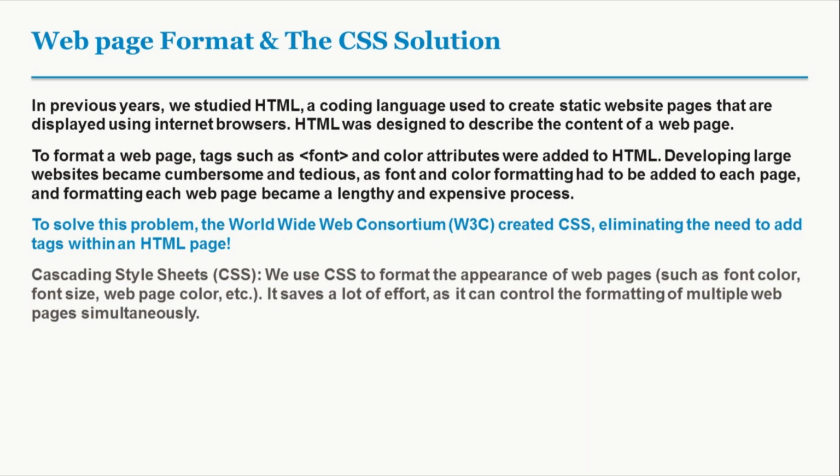Developing large websites became cumbersome and tedious, as font and color formatting had to be added to each page, and formatting each web page became a lengthy and expensive process. To solve this problem, the World Wide Web Consortium, W3C, created CSS, eliminating the need to add tags within an HTML page. Cascading style sheets, CSS, are used to format the appearance of web pages, such as font color, font size, web page color, and so on. It saves a lot of effort, as it can control the formatting of multiple web pages simultaneously.